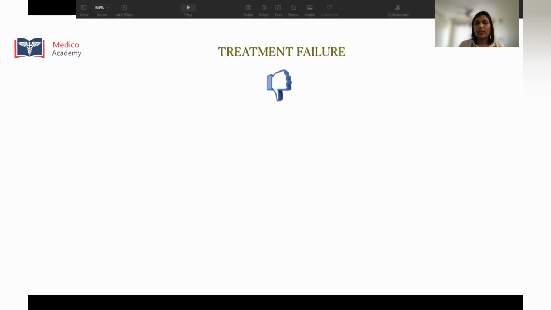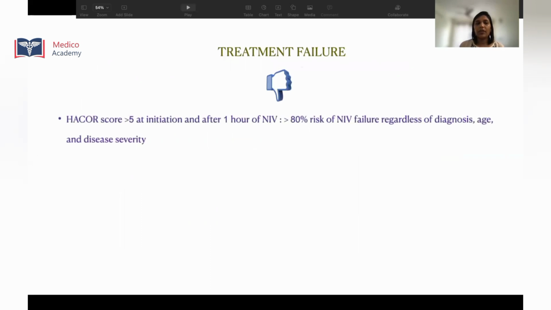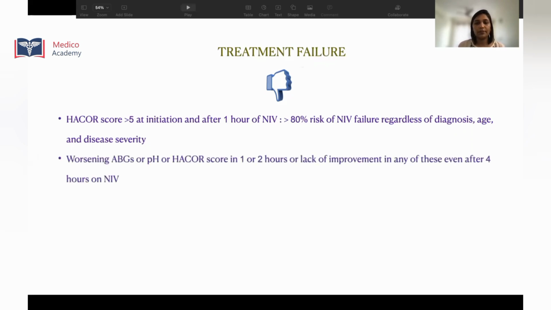So when do you call it a treatment failure in NIV? If the HACOR score is more than 5 at initiation of NIV and also after 1 hour of NIV, then there is more than 80% risk of NIV failure, whatever be the diagnosis, whatever be the age of the patient, whatever is the disease severity. You have a high chance of NIV failure and you will have to look into further options.